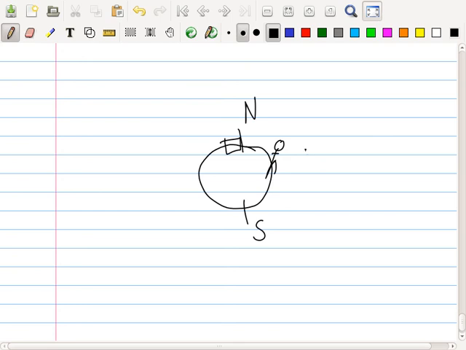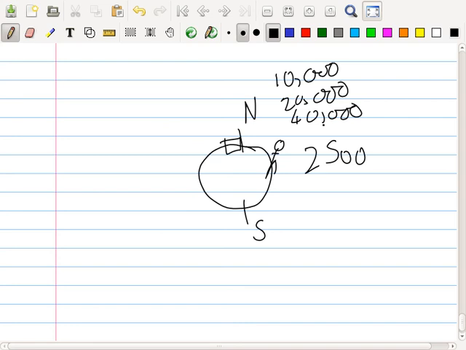Now, here in Ireland, maybe you need 2,500. But once you go here, you could need 10,000 or 20,000. Or even, I think I've heard of people needing 40,000. Because your body needs to use so much energy to increase the temperature.